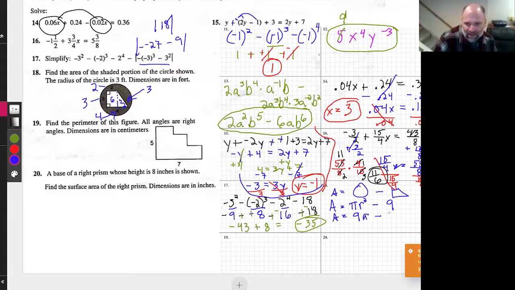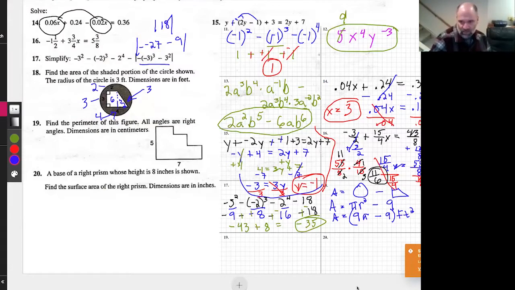minus 9. And you can leave it like that, but don't forget your label. When you have to label it, unfortunately, you got to put parentheses around it. And then it's in feet. So this is square feet. If you wanted to multiply it out, you can. Whatever 9 times pi is. So 9 times 3.14.